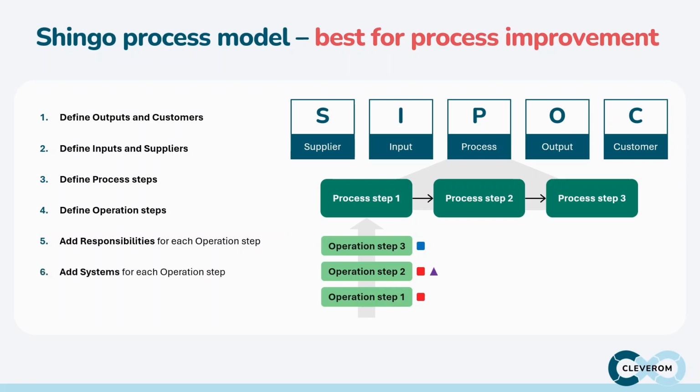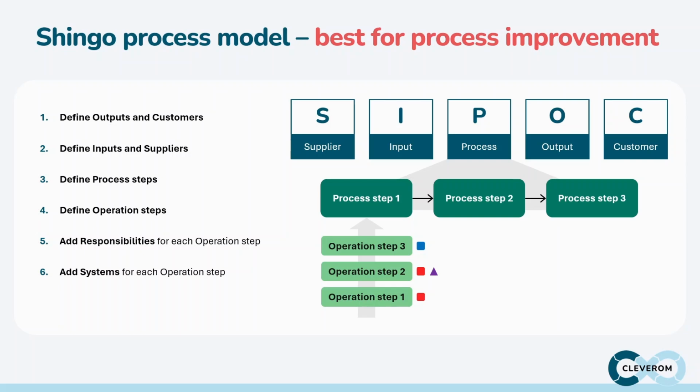The final step is to add the systems. Systems tell what programs, software, or applications are used in each operation step. There can be multiple systems per operation step, but it is always better to use fewer to avoid unwanted complexity. Systems are denoted with colored triangles.